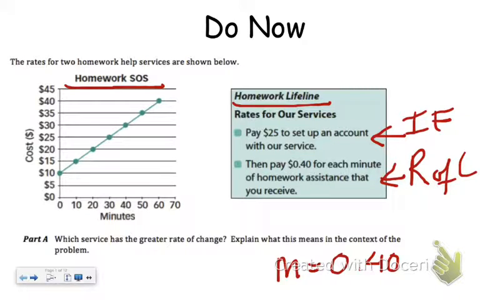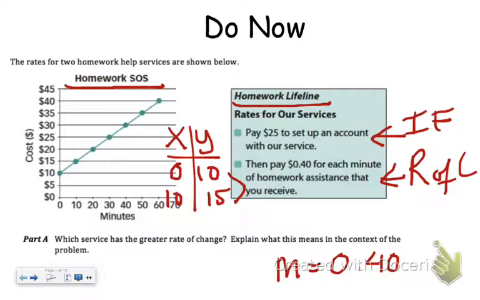On our graph, we can either use the rise over the run, or we can pick 2 points to determine the change in y over the change in x. So our first point on the graph is (0, 10), and the next point is (10, 15). So as you can see, from 10 to 15, our y increases by 5, and from 0 to 10, it increases by 10. If we were to write this in decimal form, just like Homework Lifeline, we would get 0.50, or 50 cents per minute of homework assistance.